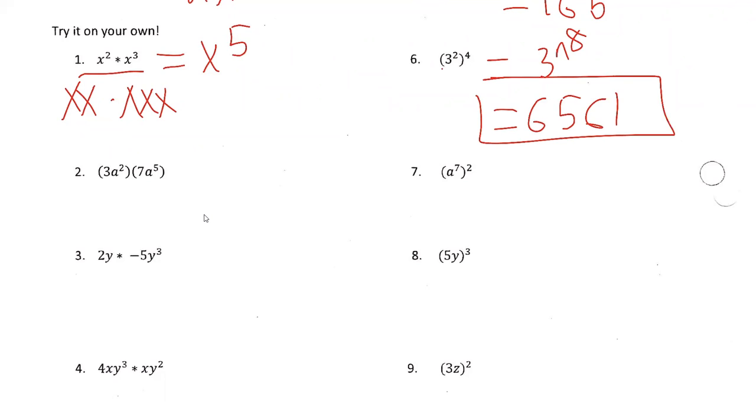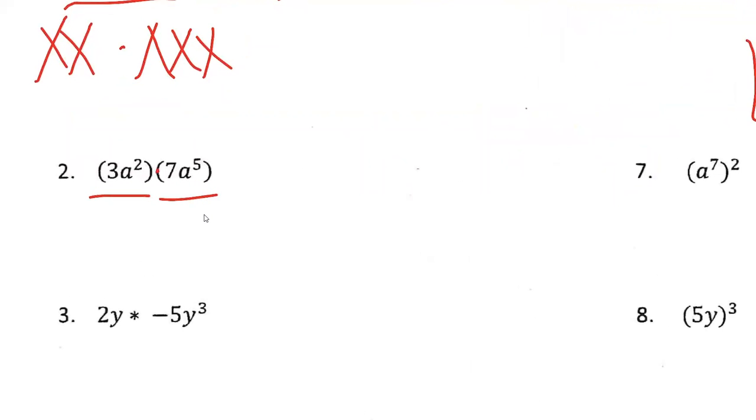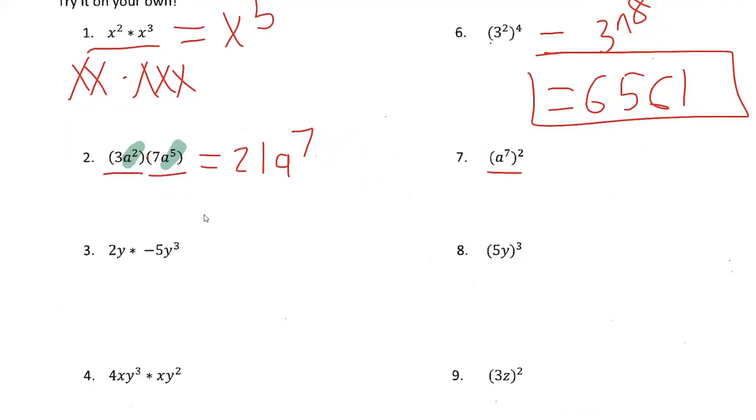Keep in mind number 2 looks different than number 6. I know you see parentheses, but this is multiplication. It's not a power to a power. So we're going to multiply our numbers in front. So 3 times 7 is 21. And then you're going to add your exponents. So you have 2 a's and you have 5 a's. So that would be 7 in total. This one is a power to a power, so you would just multiply. So it'd be a to the 14th.